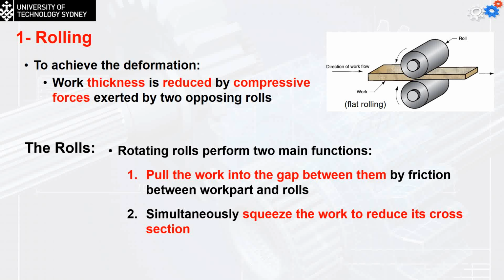So these are some shapes that can be done with the rolling operation. If I have the bloom, I can simply make the structural shapes like the I-beam and the rail shape.